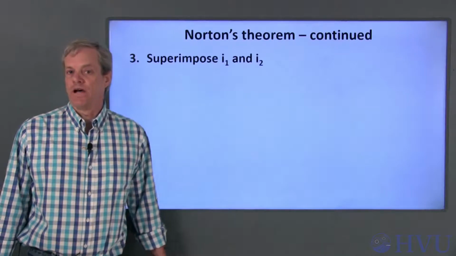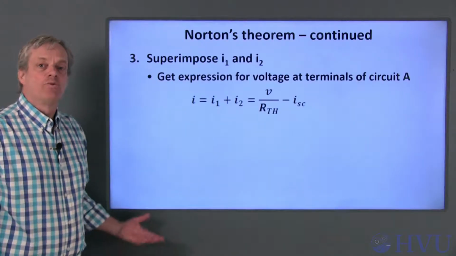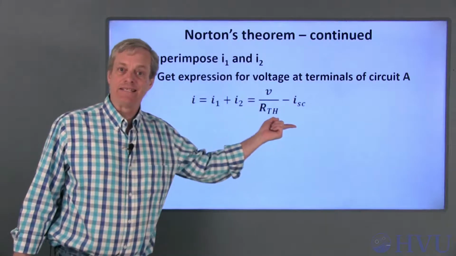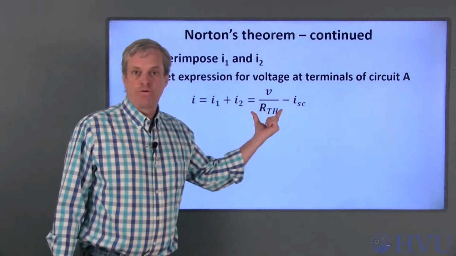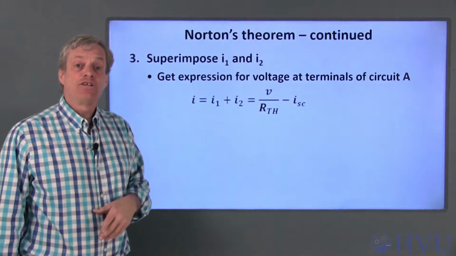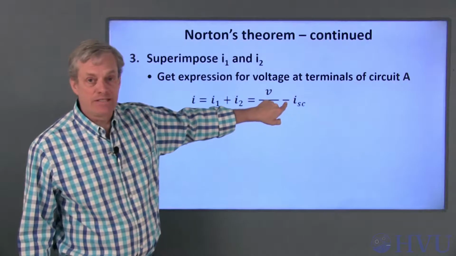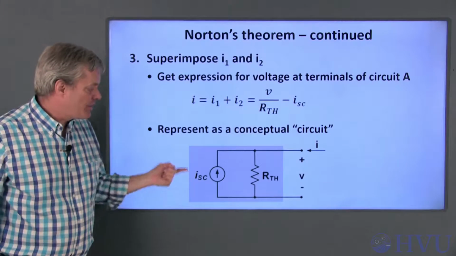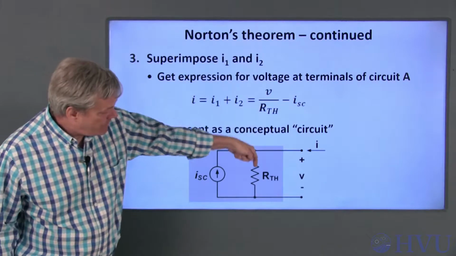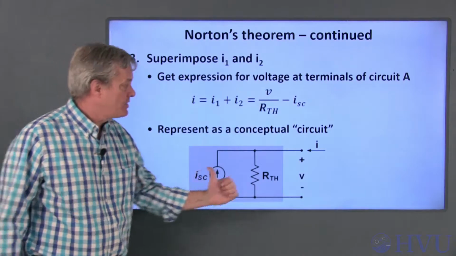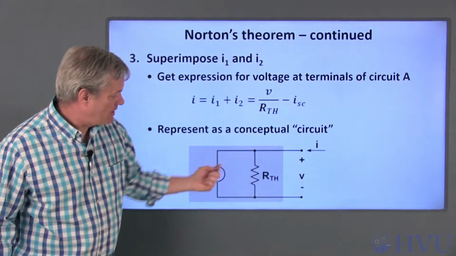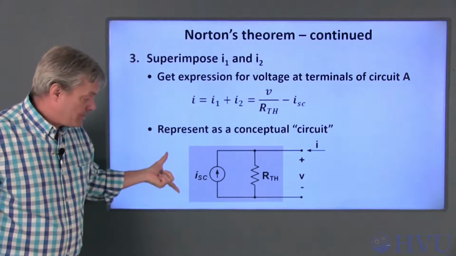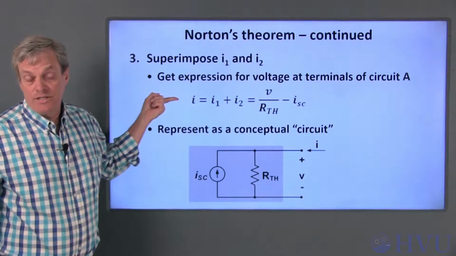Now we superimpose the contributions from the previous two steps. The resulting expression for the current as a function of voltage across the terminals is this. The current due to the external voltage source is V over RTH, and the contribution due to the sources inside the circuit is the negative of ISC. This equation can be represented by a circuit as shown here. The current through this resistor is V over RTH, so I is equal to V over RTH minus ISC, which agrees with the desired equation. This circuit is the realization of this equation.